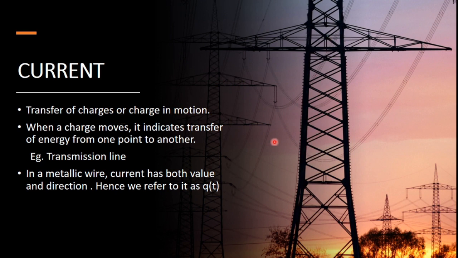So I think this diagram is very familiar to everyone. We see these lines, these are called transmission lines. We see this everywhere. So this delivers charges from one place to another, delivers current. So our home electricity, we get current from a place, which means charges are moving from one place to another. So when charges move, it indicates transfer of energy from one point to another. And this movement of charge is what we call the current.